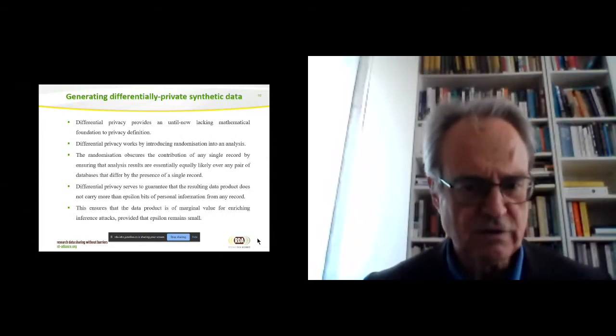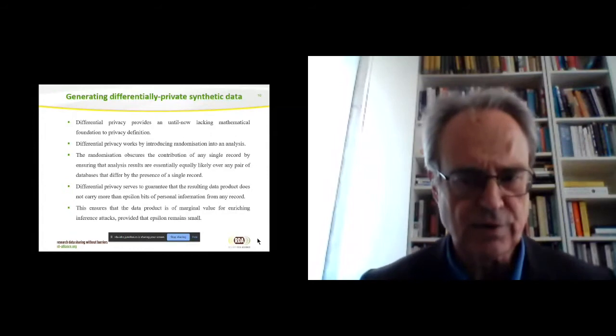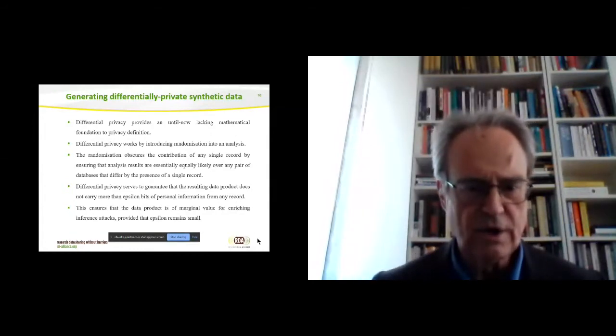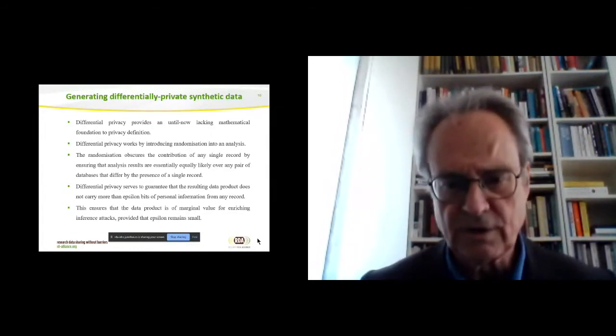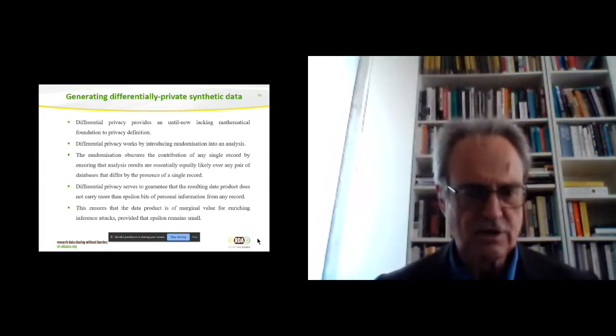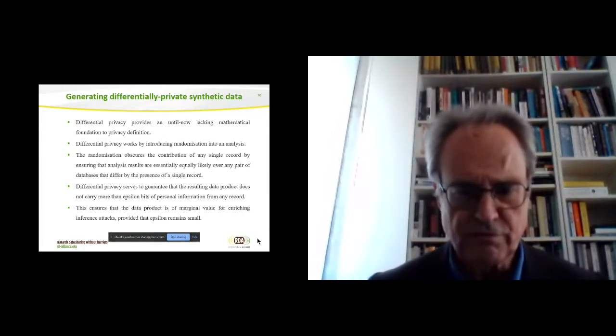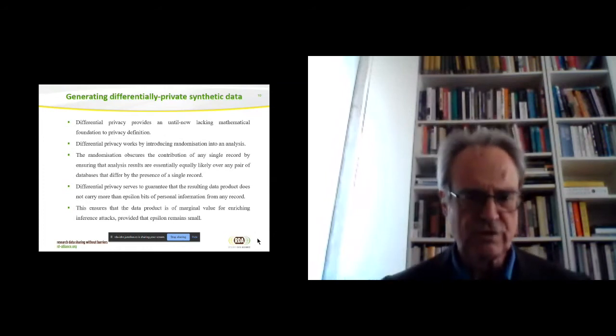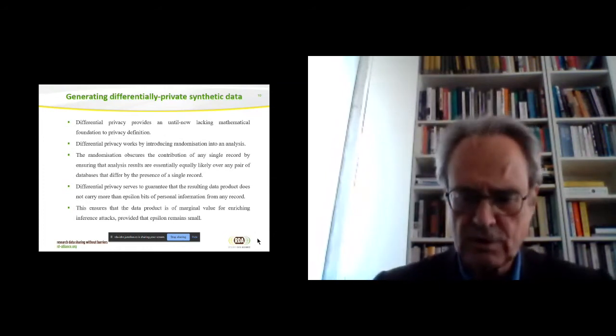Differential privacy serves to guarantee that the resulting data product does not carry more than epsilon bits of personal information from any record. This ensures that the data product is of marginal value for enriching inference attacks, provided that epsilon remains small.